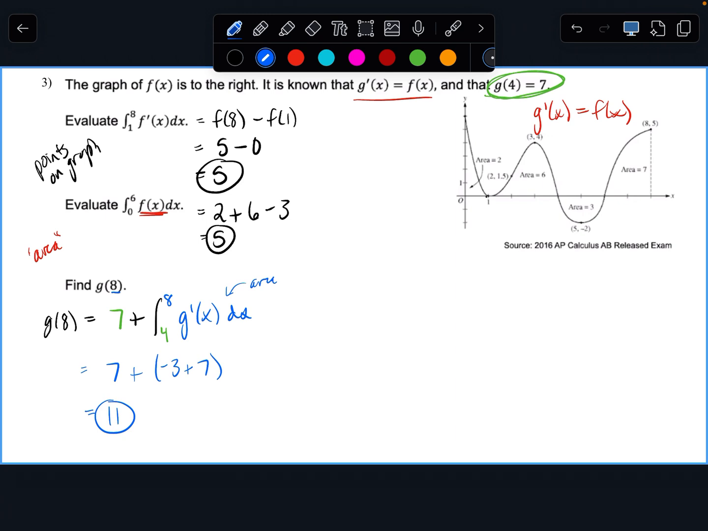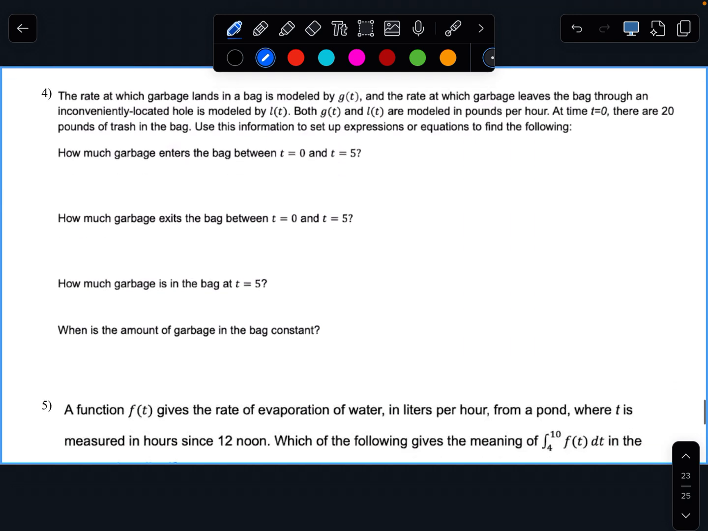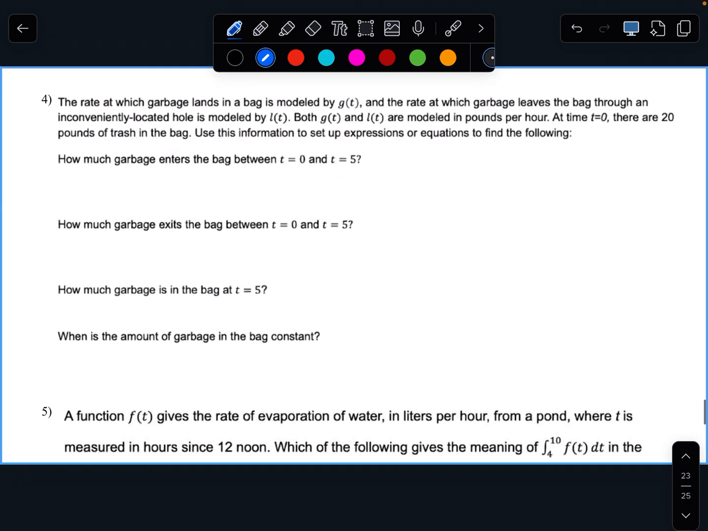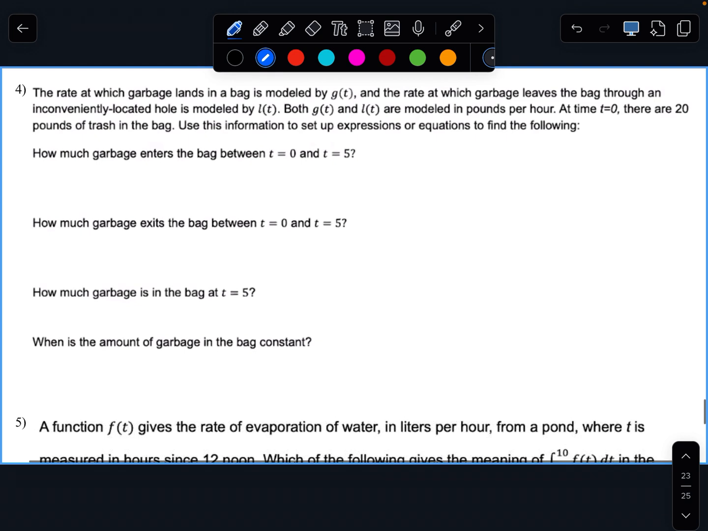Okay. So I might want you guys to try this one. The rate at which garbage lands in a bag is modeled by g of t. The rate at which garbage leaves in an inconveniently located hole is modeled by L of t. Why didn't I use h? But whatever. They're modeled in pounds per hour. At time 0, there's 20 pounds of trash in the bag. Use the information to set up expressions or equations. So why don't you guys try it? See if you can come up with the equations. You don't actually have to solve them.